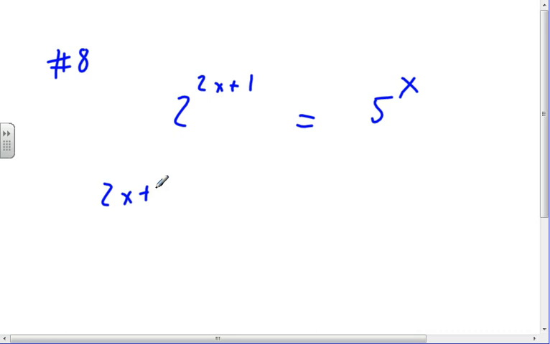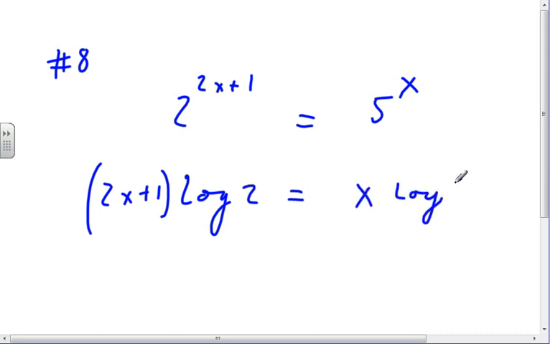2x plus 1 times log 2. I'm skipping a step. If anybody wants me to put it back in, I will. x log 5. The step I left out: log 2 to the 2x plus 1 equals log 5 to the x. There, I put in the step I left out. Is that better? All right.